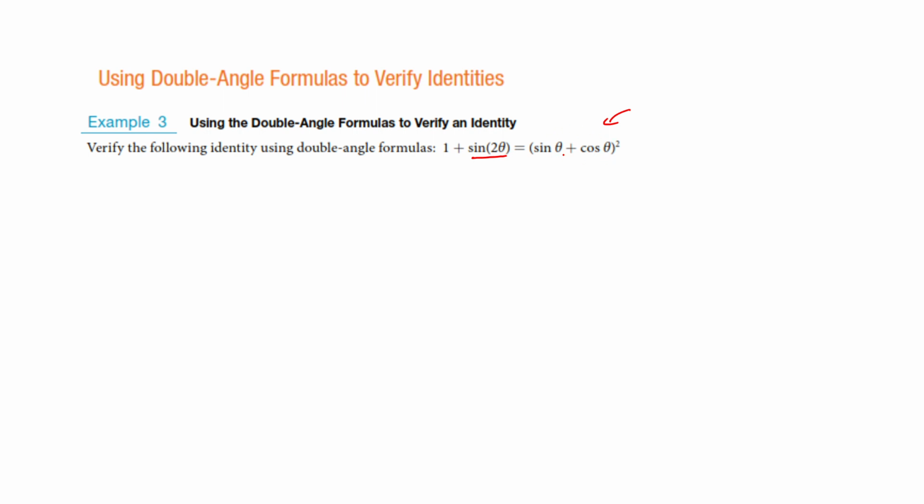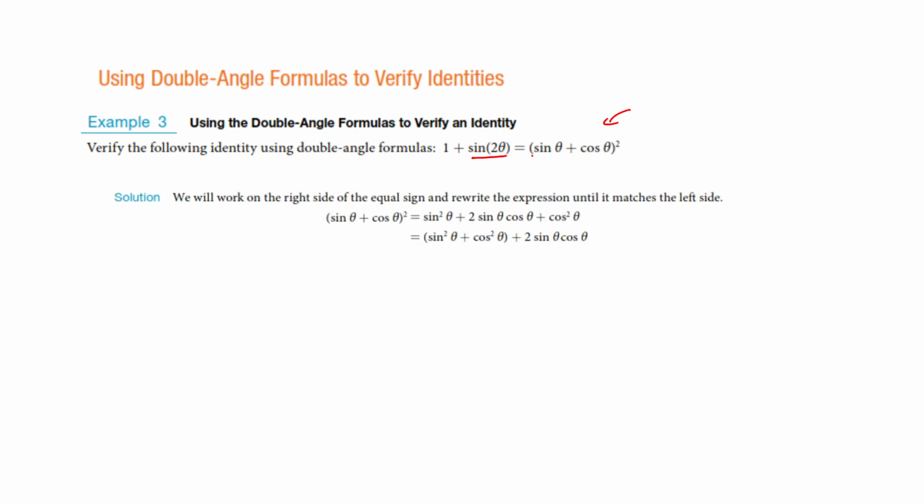And I don't know which way they're going to go. You'd get there either way, but remember, we have to choose a side. You could either work the left side and see if you can turn it into the right, or you could work the right and see if you can turn it into the left. But we're not sending stuff across this equal sign. This is a proof. It's not an equation. So they went ahead with the right.